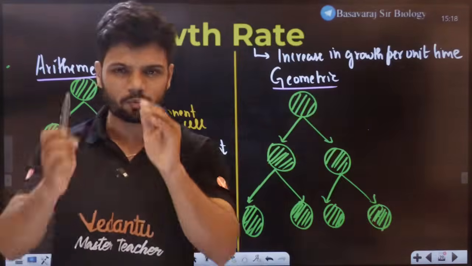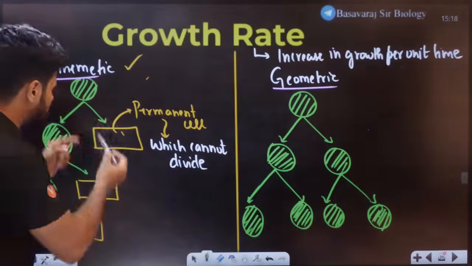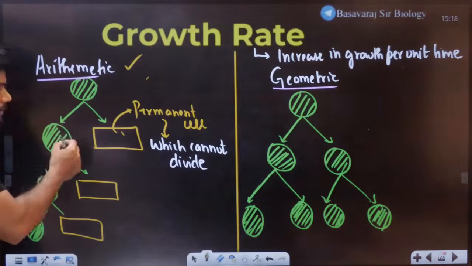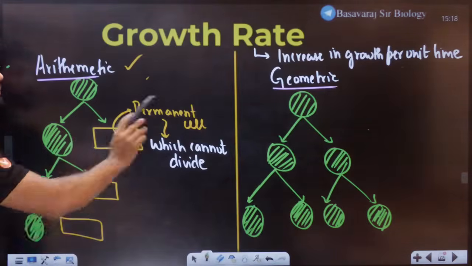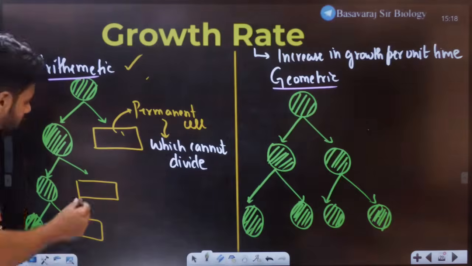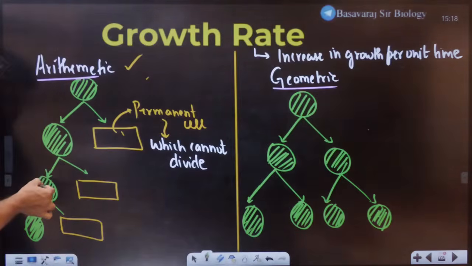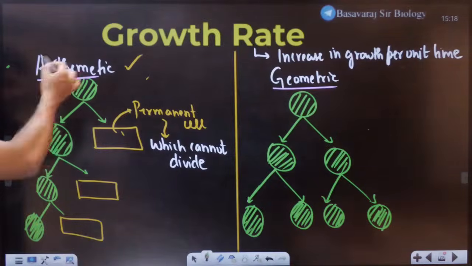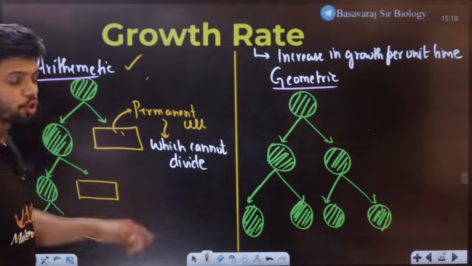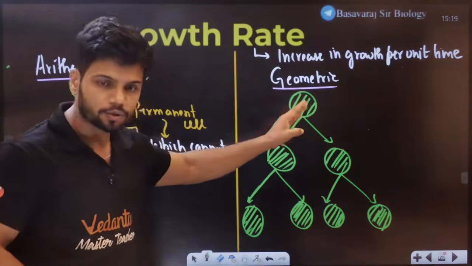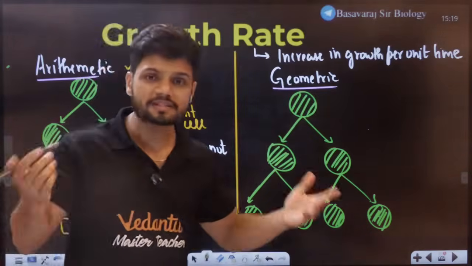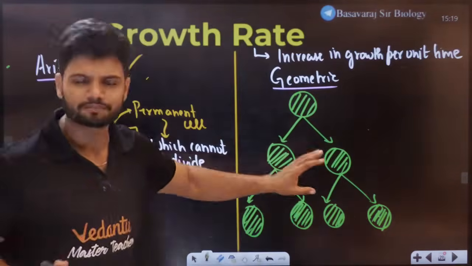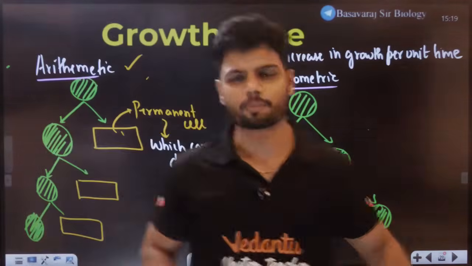In arithmetic growth, we have one cell. This cell will divide into two cells. When it is dividing into two cells, one cell will remain meristematic. The other cell becomes a permanent cell. It will not divide anymore. Similarly, this cell again divides. One cell is meristematic, one becomes permanent. This cell divides, one is meristematic, one permanent. This is called your arithmetic growth. Now, what is geometric growth, students? In the case of geometric growth, when a cell divides, both the cells are going to be meristematic in nature. There is no permanent cell formation here. That is the basic difference between arithmetic and geometric growth.